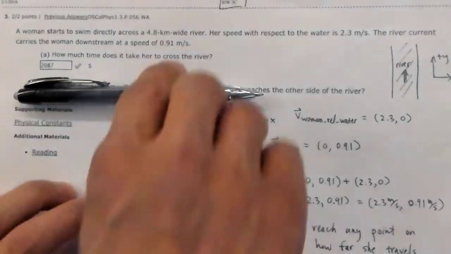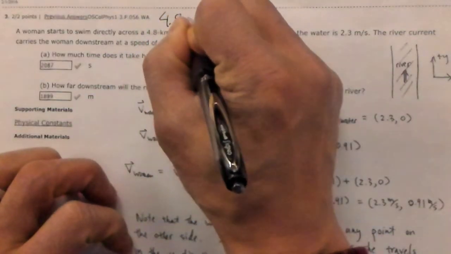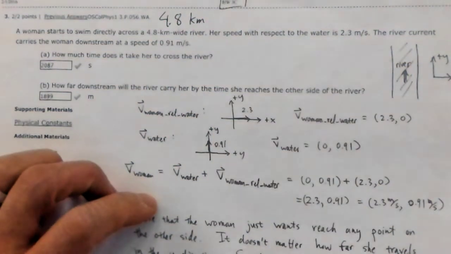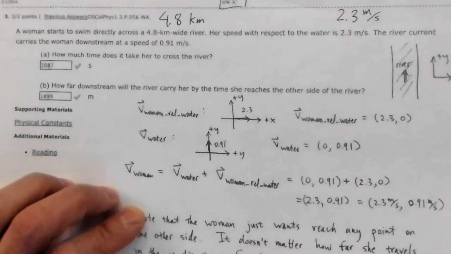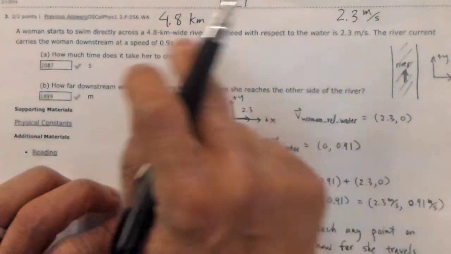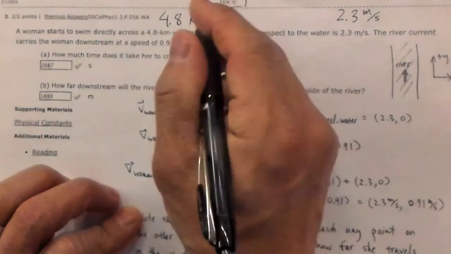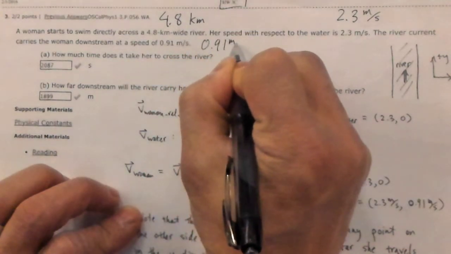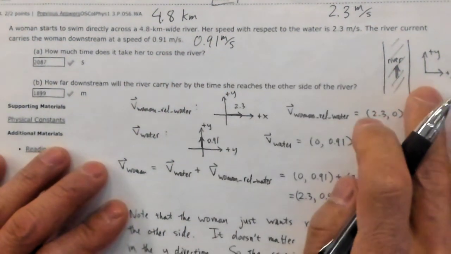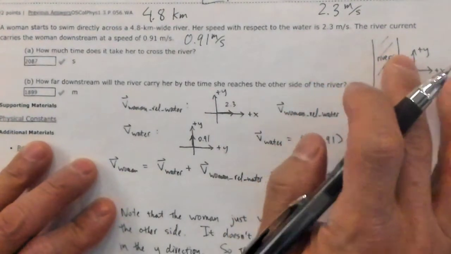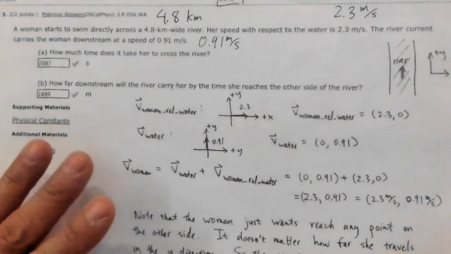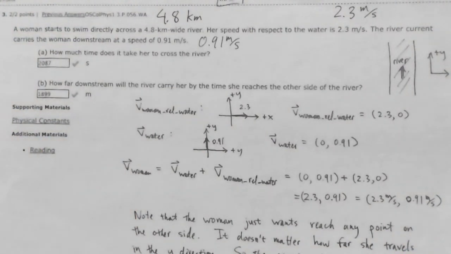If the number is a little small, the river is 4.8 kilometers wide. Her speed with respect to the water is 2.3 meters per second, and the river current carries the woman downstream at a speed of 0.91 meters per second. There's a little thing to think about: the woman is trying to go across the river. Just give that a shot, and then we'll go over the solution. I don't want to just go over the solution before you give it a try. I'll wait a couple minutes.